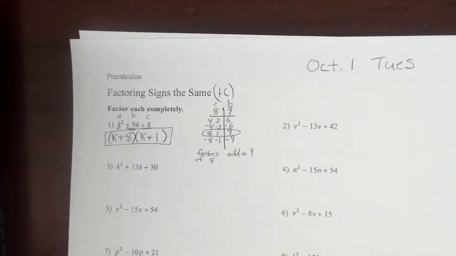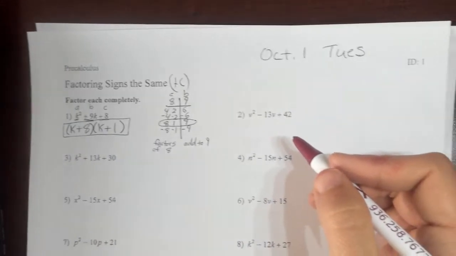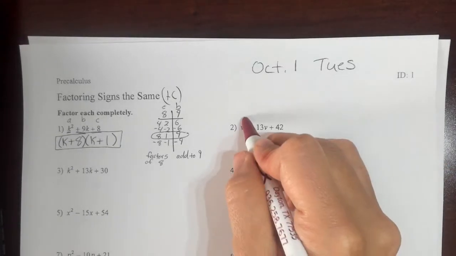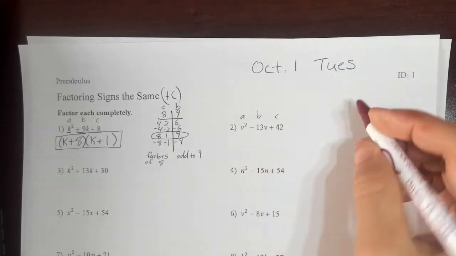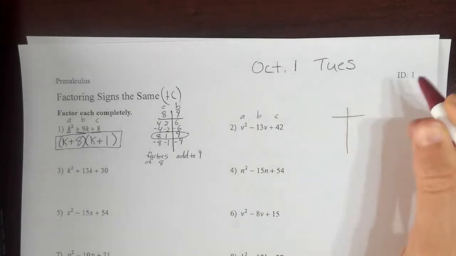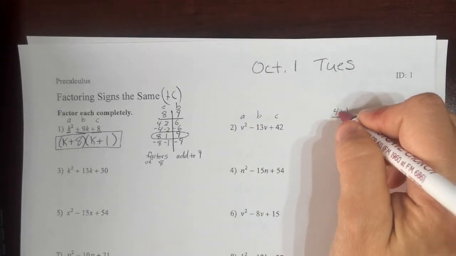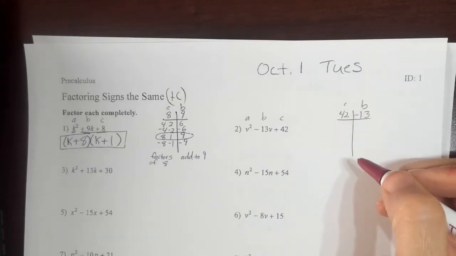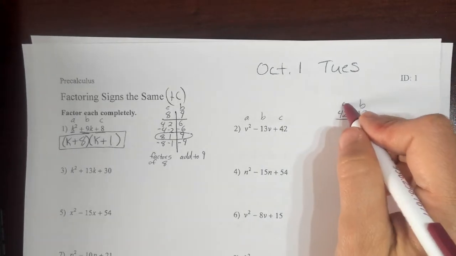Okay, so let's try to do another one. Let's do number 2. So number 2, this is my A, my B, my C value. I'm going to make my little t-chart. My C value is a positive 42. My B value is a negative 13. Let's think of some factors of 42.